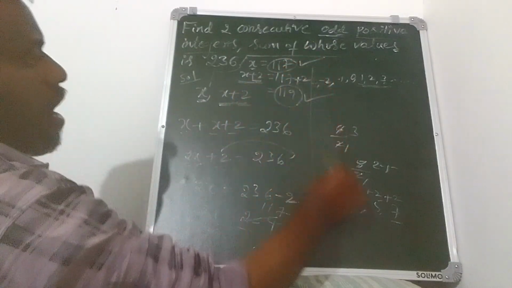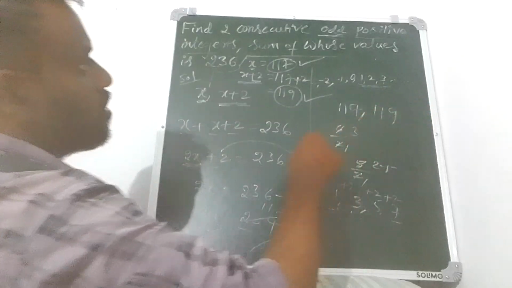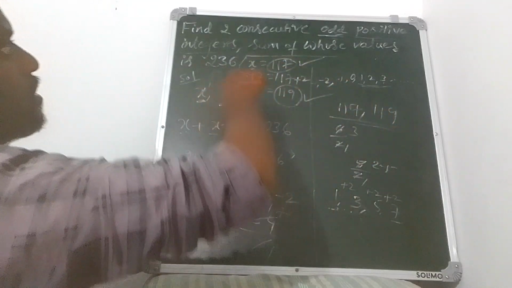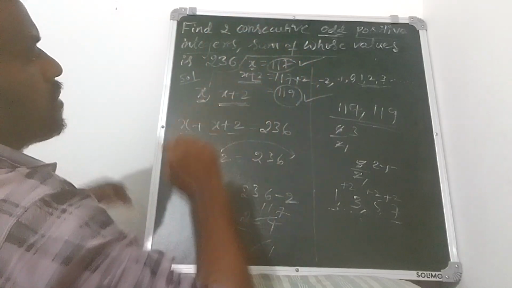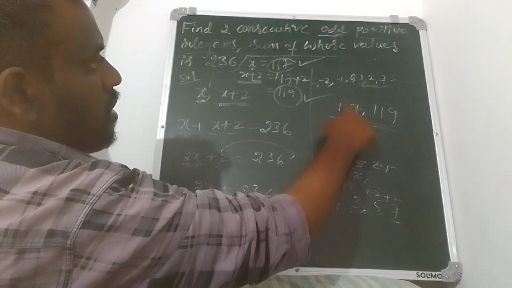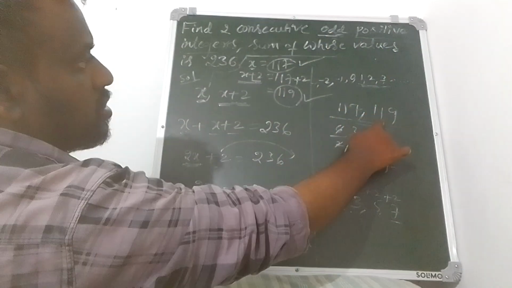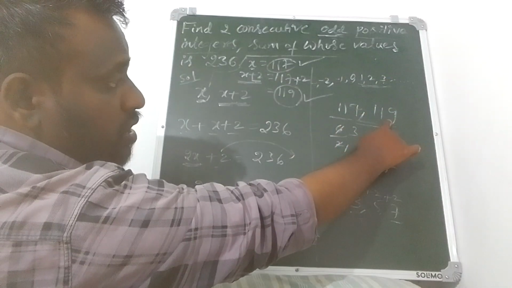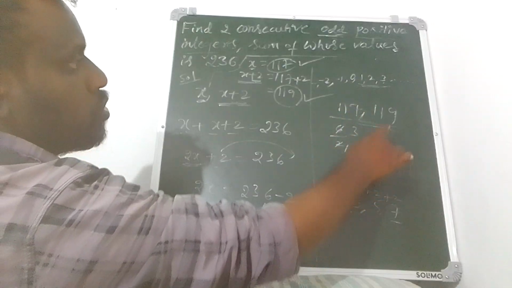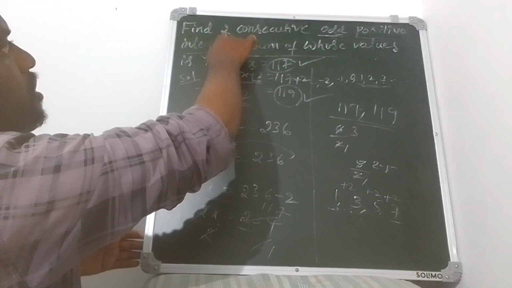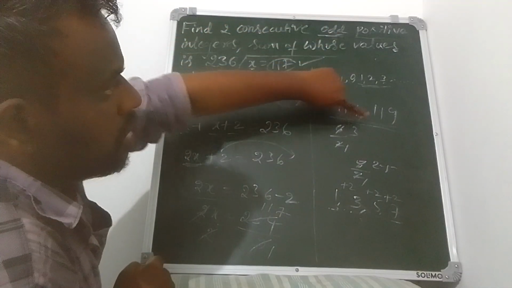These are the two consecutive odd positive integers. We can see after 117, the next odd number will be 119. So these are called consecutive numbers. They are asking for two numbers, these are two numbers. We can see this 117 cannot be divided by 2 completely, so this is an odd number. This 119 also, if we divide it by 2, it will not get divided completely, so this is also an odd number. So we got these two numbers, and we understood these are consecutive odd numbers.